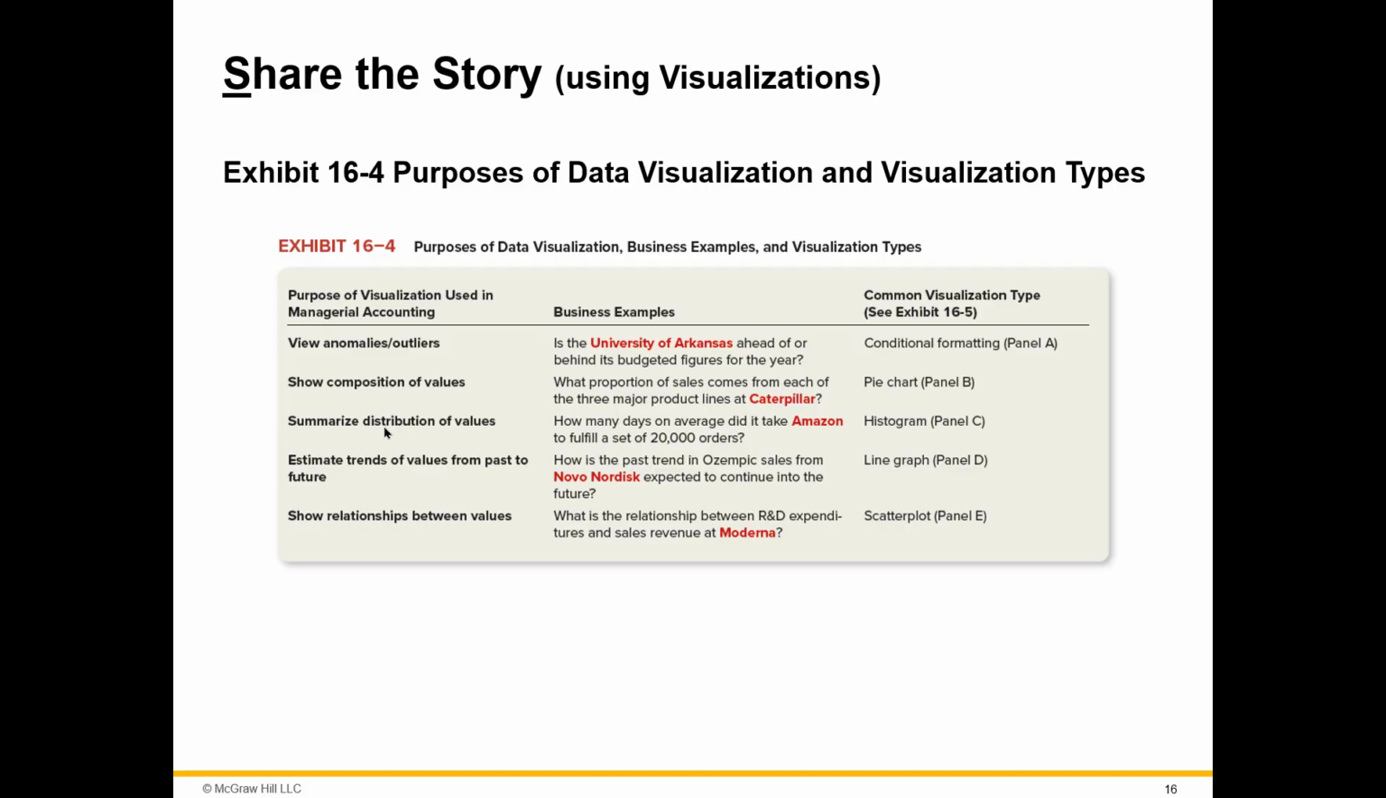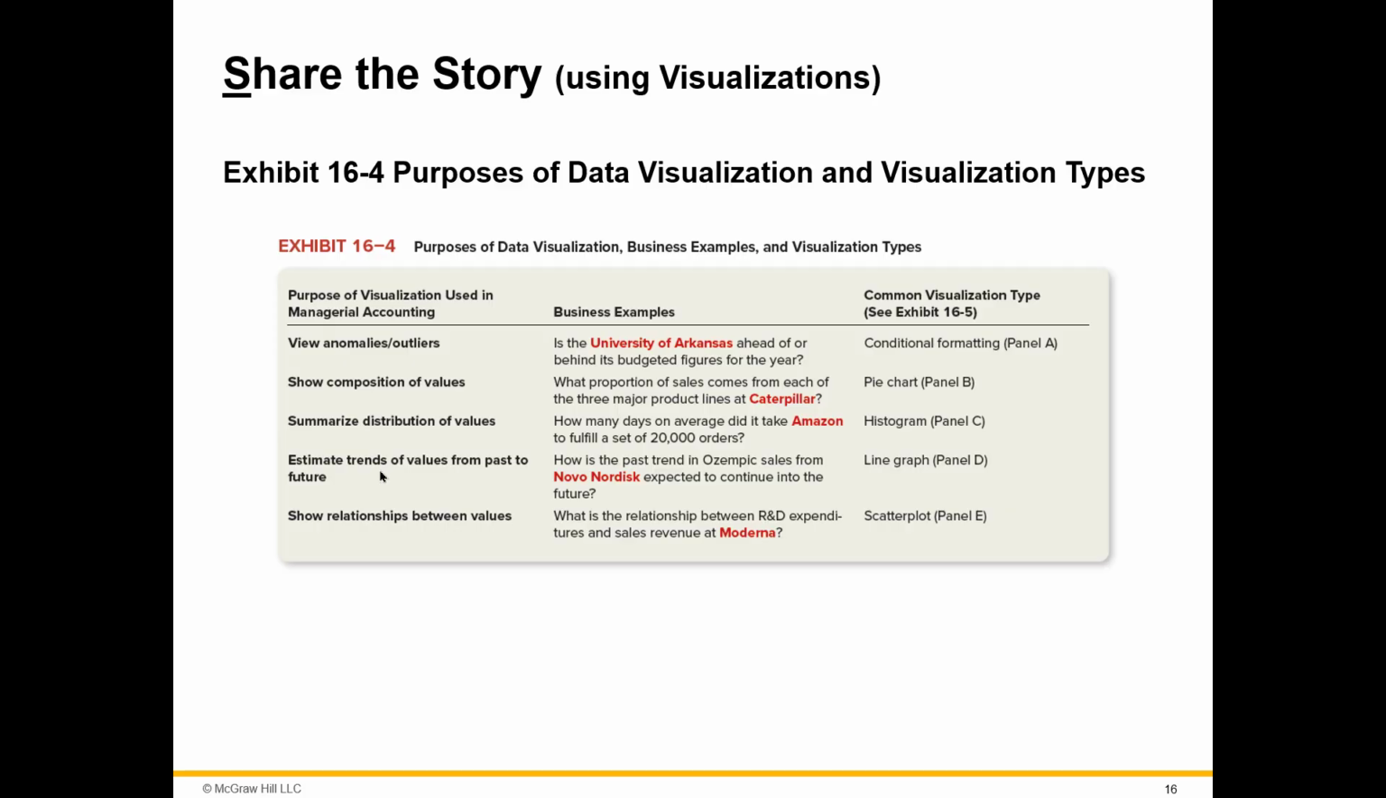Summarize distribution of values. How many days on average did it take Amazon to fulfill a set of 20,000 orders? So you have 20,000 orders. Some took 0 days. Some probably took 50 days. And probably most of them took 2 to 3 days, 1 to 2 to 3. And so we're going to do a histogram to show that.